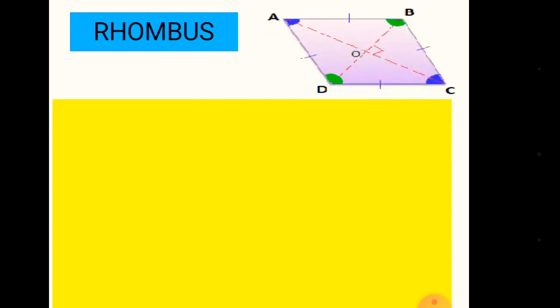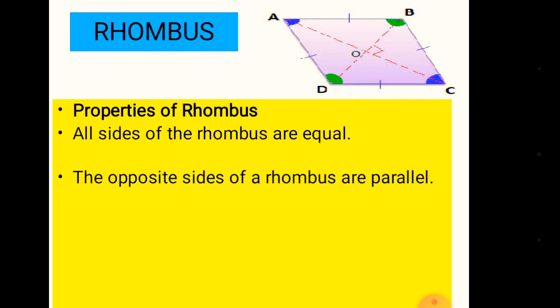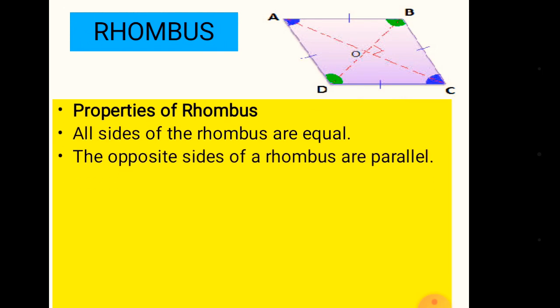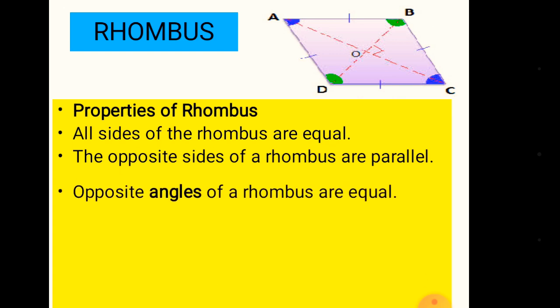Now moving ahead with another quadrilateral, that is the rhombus. So this is the figure of a rhombus. Now we will see the properties of a rhombus. All sides of a rhombus are equal. So all four sides are equal. The opposite sides of a rhombus are parallel. Opposite sides, not adjacent sides. So opposite sides means AD and BC, then AB and DC in this figure. These are opposite sides of a rhombus and they are parallel.